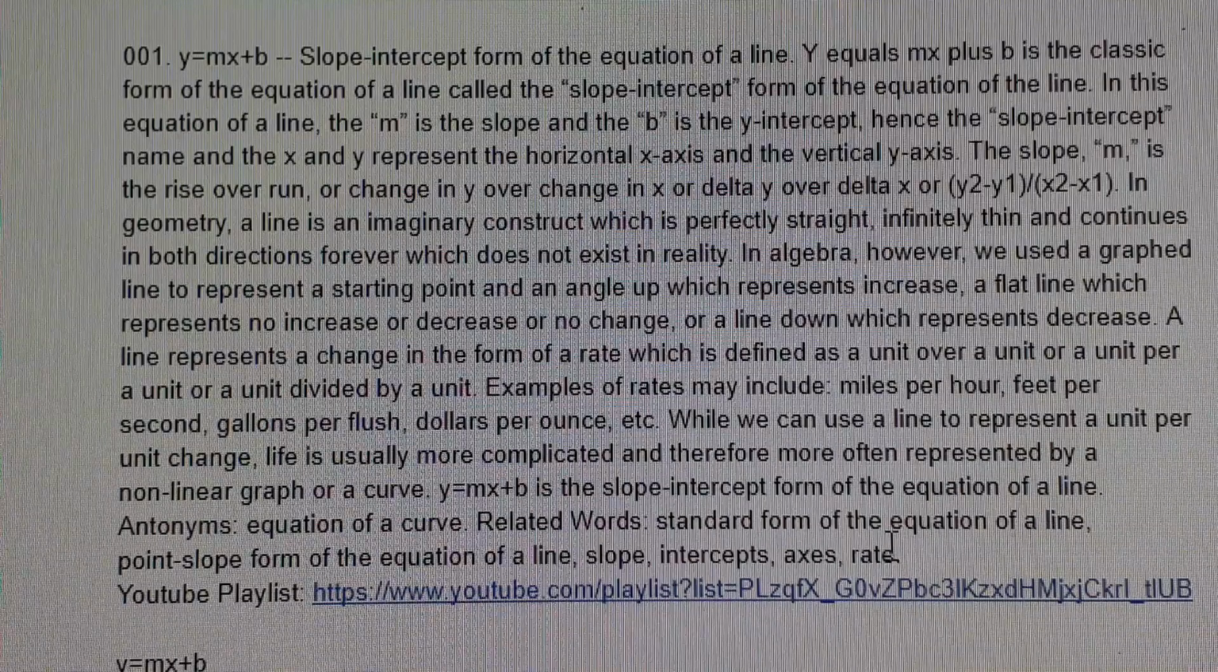In geometry, a line is an imaginary construct which is perfectly straight, infinitely thin, and continues in both directions forever, which does not exist in reality.